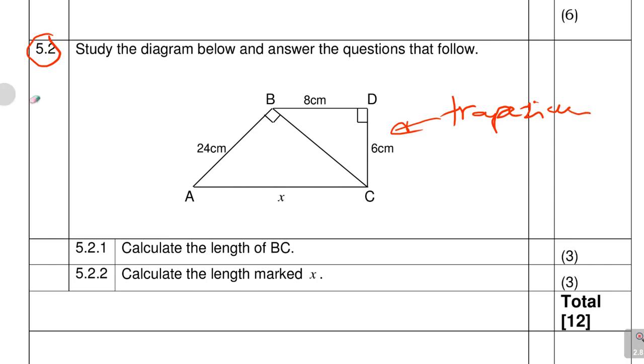But now, that's not important. They are not asking you to name the shape. Here they are saying, calculate the length of BC. Whenever you're given such questions, let me give you a hint. If they give you things like this, 90 degrees, take note. Pythagoras theorem is not far. Whenever you see lengths like 8 centimeters, 6 centimeters, 24, and you see a 90 degrees, just know that the Pythagoras theorem is not far. Now, they are saying BC.